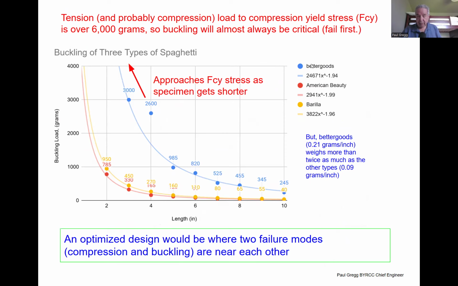But this shape has a bigger moment of inertia, and it does quite a bit better than the solid thinner pieces of spaghetti. So you can see here, this is for low lengths down here, and it approaches the compression strength of the spaghetti if you got really short, and that's how you do a compression test. You'd have it really short so it doesn't buckle. But for our purposes in spaghetti towers, we're not going to support it much lower than 2 inches or 3 inches or 4 inches. And so this is a good curve.